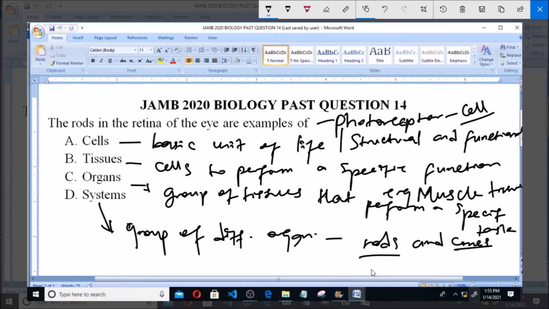Now, the rods enable us to view in the dark. The rods enable black and white vision, while the cones are responsible for color vision. But the rods and cones are cells. So the rods in the retina of the eye, responsible for black and white vision, are actually cells.